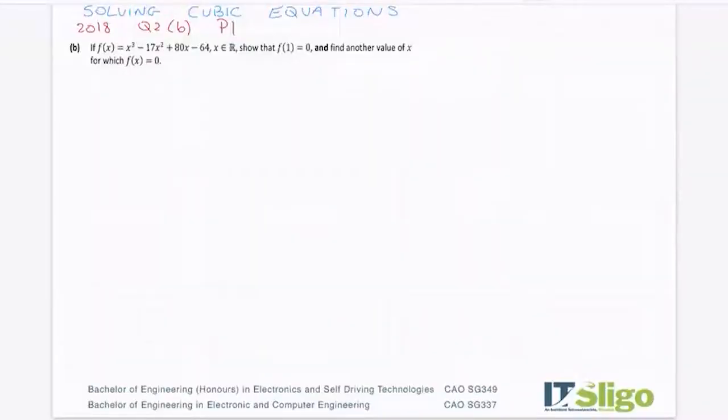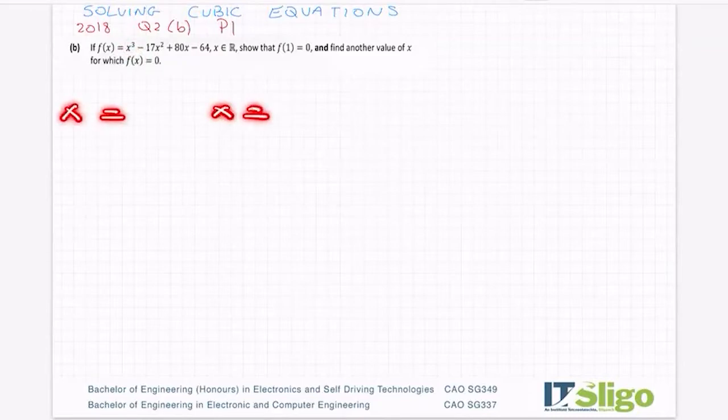Okay, let's have a look at solving some cubic equations. So the first thing you should know about cubic equations is that it's going to have three solutions. An equation always has that many solutions as the highest power of x. So because you've an x cubed here, you will have three solutions for x. Okay, they've given you one of the solutions. They don't do that in every question.